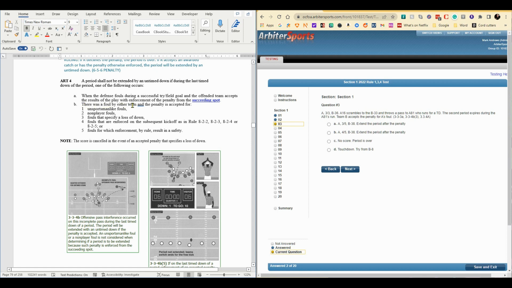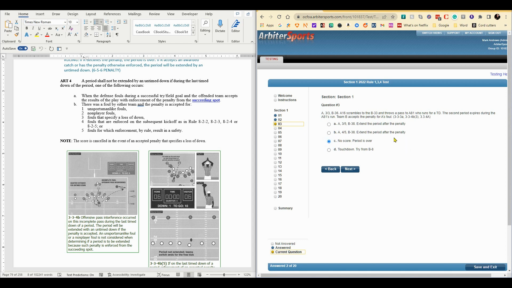There was a foul by either team and the penalty is accepted for fouls that specify a loss of down. An illegal forward pass is a 5-yard penalty enforced from the spot of the pass, and it includes loss of down. So they accepted the penalty, no touchdown, quarter's over.